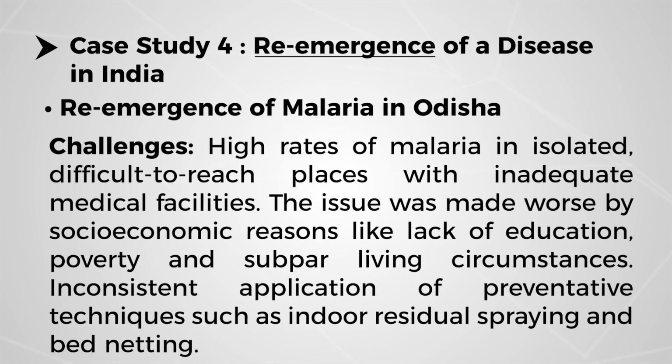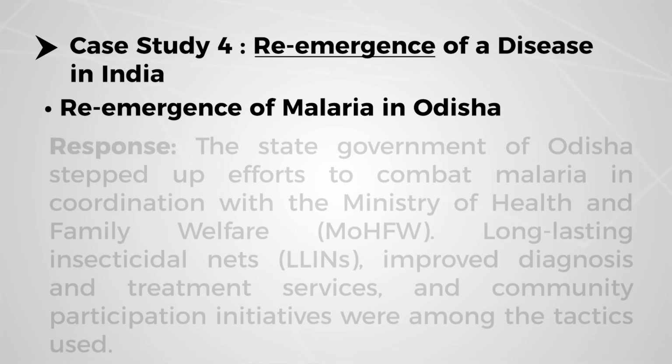Okay, what are the challenges? The high rate of malaria is in isolated and difficult to reach places with inadequate medical facilities. The issue was made worse by socio-economic reasons like lack of education, poverty, and also subpar living conditions. Okay, so inconsistent application of preventive healthcare systems in the tribal areas is why the disease is re-emerging. So what are the responses?